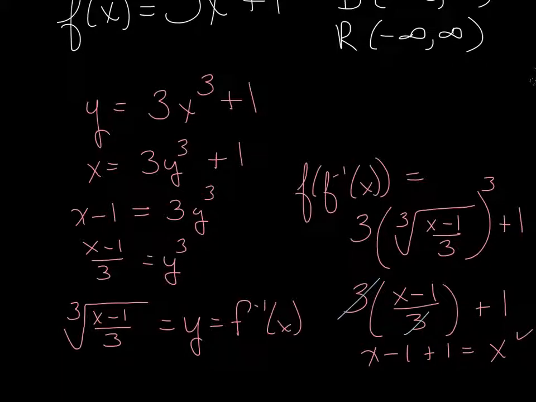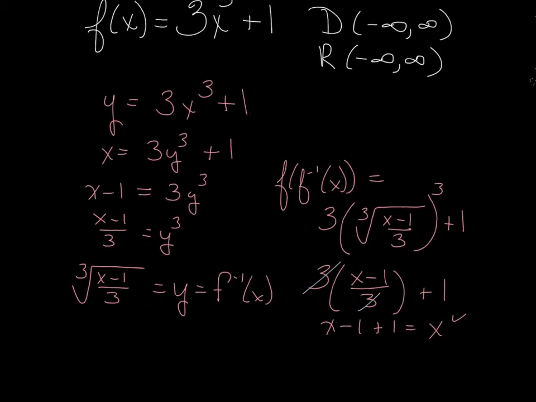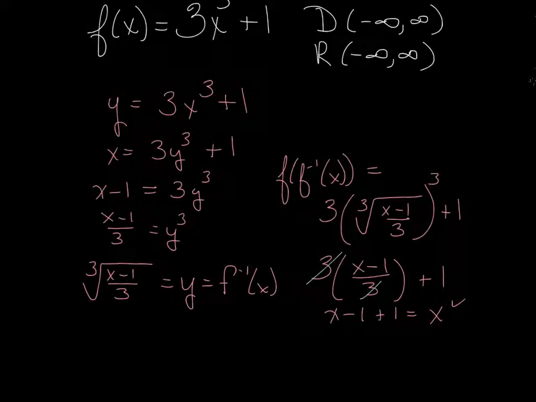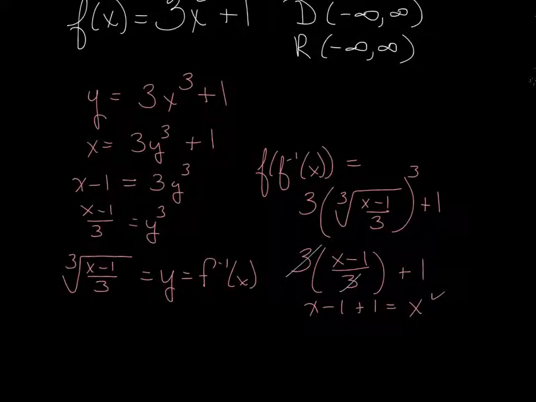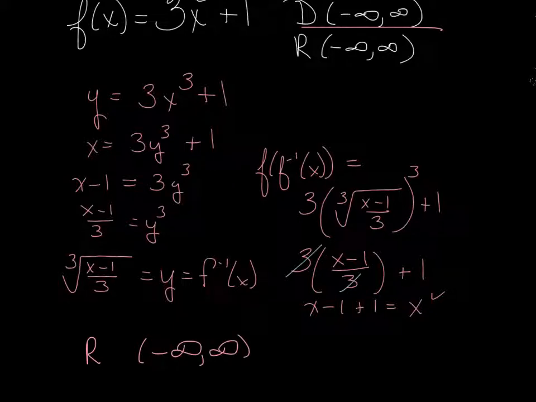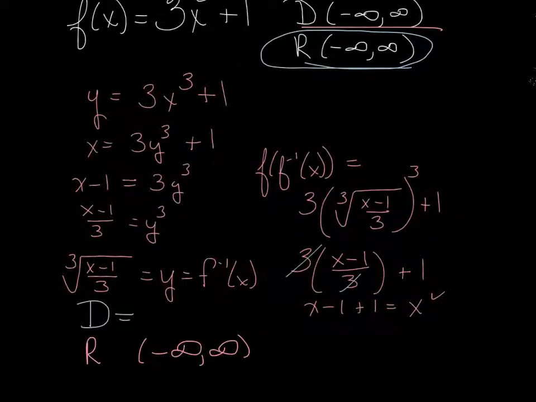All right. So we said that the domain of the original function was negative infinity to positive infinity. So that is the range of the inverse function. And we said that the range of the original was negative infinity to positive infinity, so that's the domain of the inverse function. Remember, x and y switch places, which means the domain and the range switch places as well. Makes sense. All right, let's do one more.